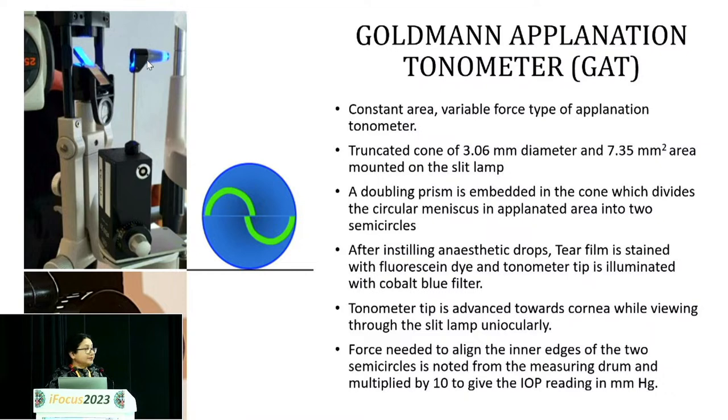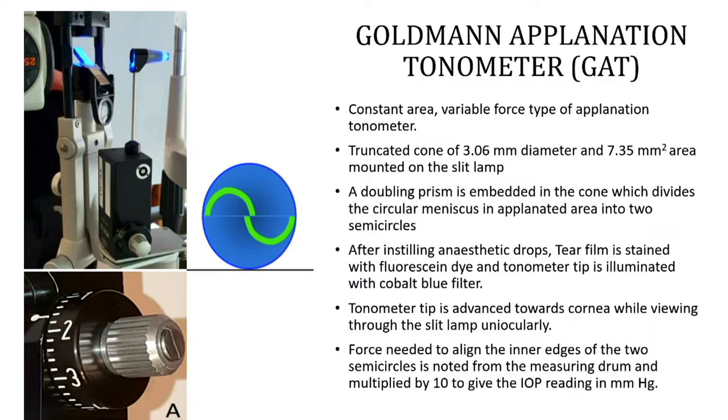It has a truncated cone, and you can see the prism here. This is the prism of the applanation tonometer. It is in the shape of a truncated cone with a diameter of 3.06 millimeters, and the area is the same as we need for applanation. Then there is a doubling prism embedded in the cone which divides the circular meniscus. You normally get a circular meniscus, but this is split by the doubling prism into two semicircles. The end point of applanation is when the inner walls of these semicircles come in continuation. That is the point where you have to check the reading.